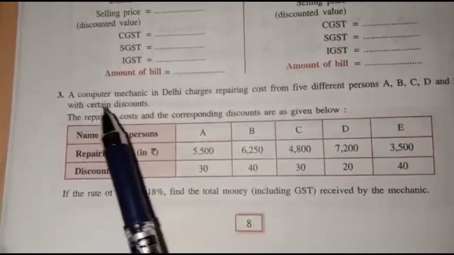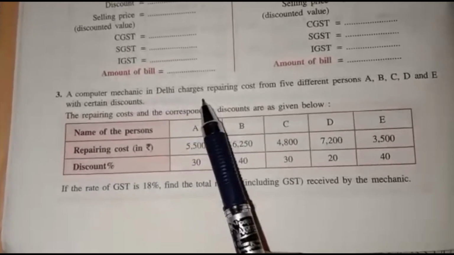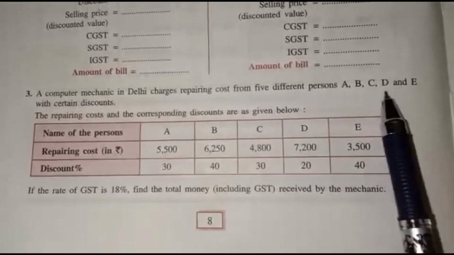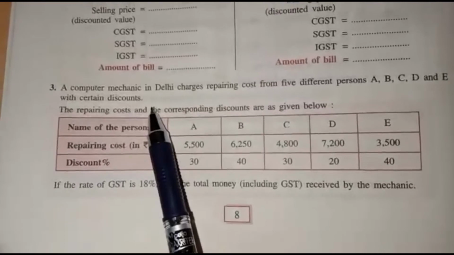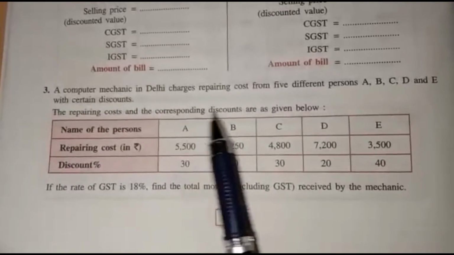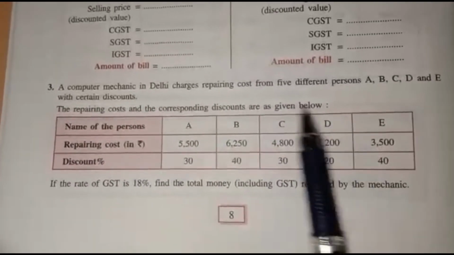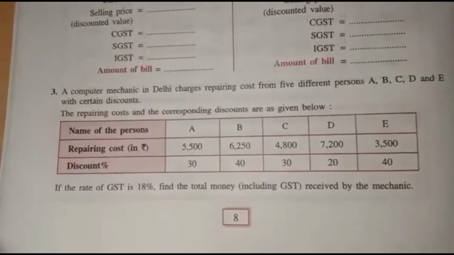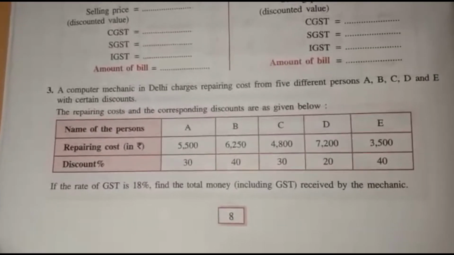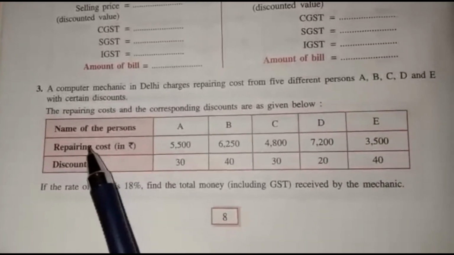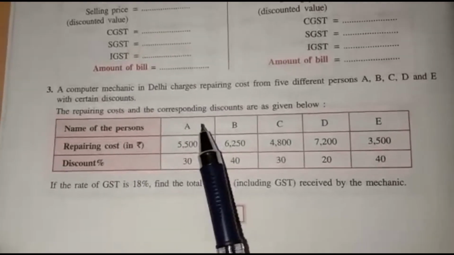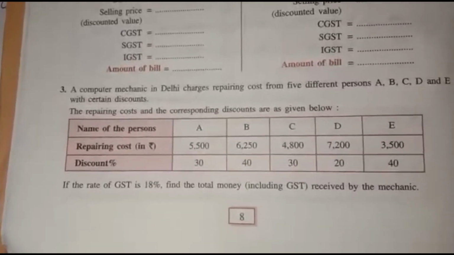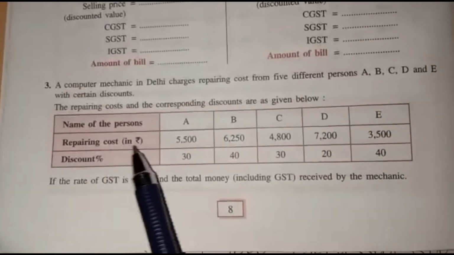Here the question is, a computer mechanic in Delhi charges repairing cost from 5 different persons A, B, C, D and E with certain discounts. The repairing cost and the corresponding discounts are as given below. So here a table is given. The mechanic in Delhi is charging repairing cost, and there are 5 persons A, B, C, D, E. The repairing is of some devices, electrical device or anything.